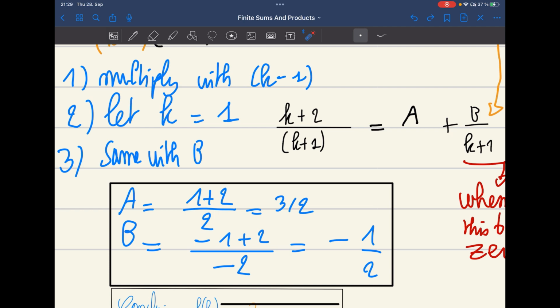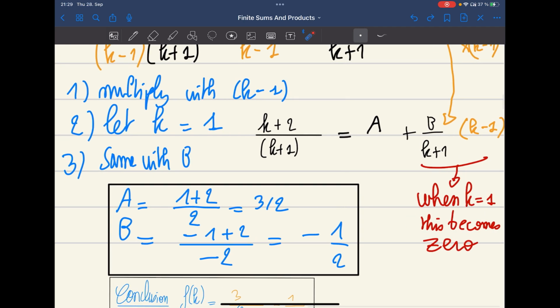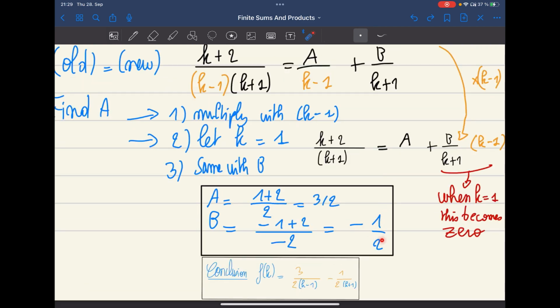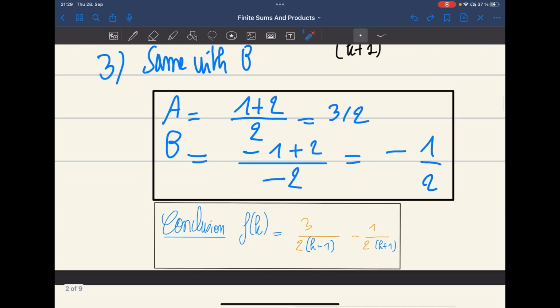We do the same with b, which means we multiply by k plus 1. So what I do in the exam to go faster is hide this with my finger and just replace k by minus 1. I see I have minus 1 divided by 2, and this is the polynomial we find at the end.